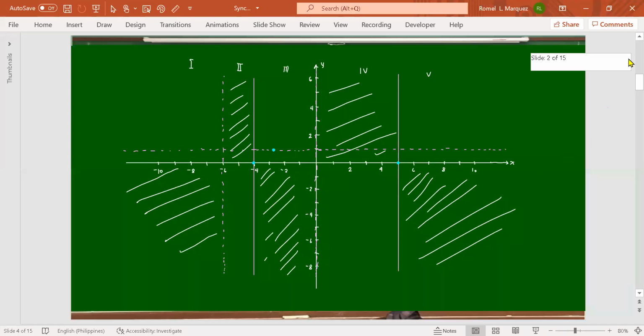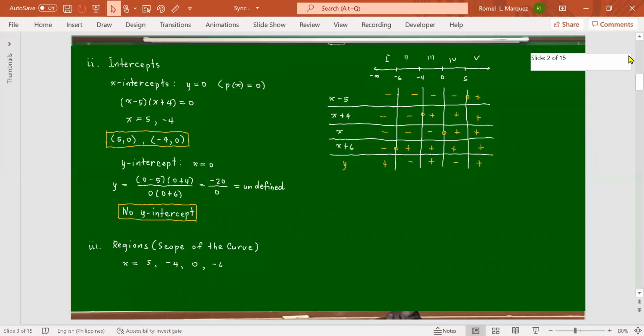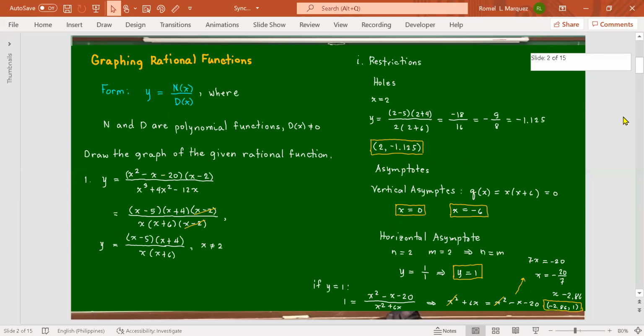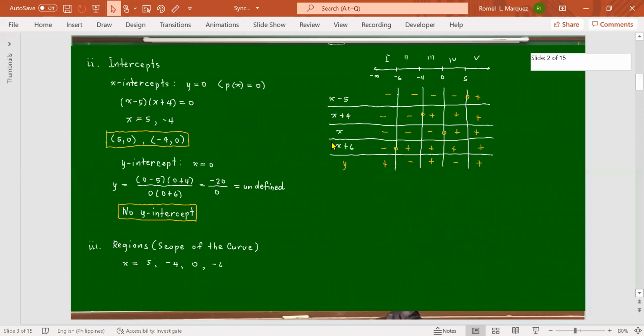Are there still other intersections? No more. We have 2, -1.125. How do I read this? 2, -1.125 is a hole. So there is a hole.